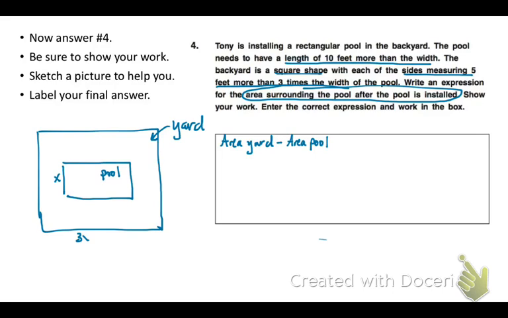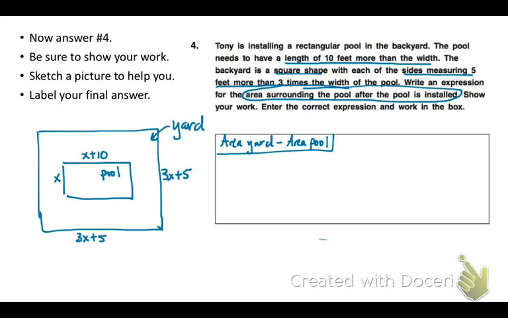So I look at what it told me about the area of both of those. It says that the pool has a length that is 10 feet more than its width. So I'm going to let the width of the pool be x and the length be x plus 10. And then if I look at the yard, it says that the length of the yard is 5 feet more than 3 times the width of the pool. So that's where I get 3x plus 5. And since it's a square, both of those lengths will have that same expression.